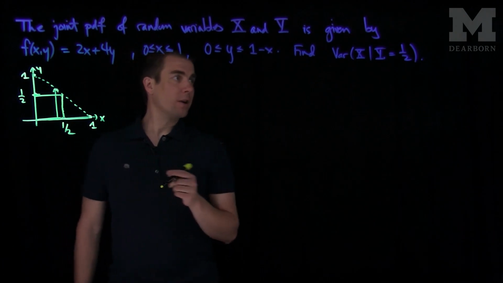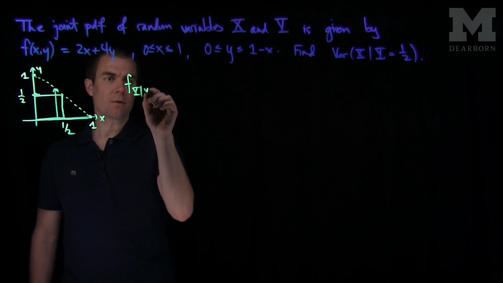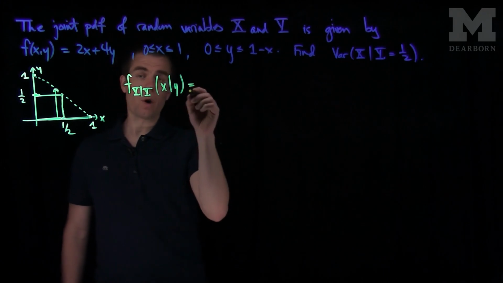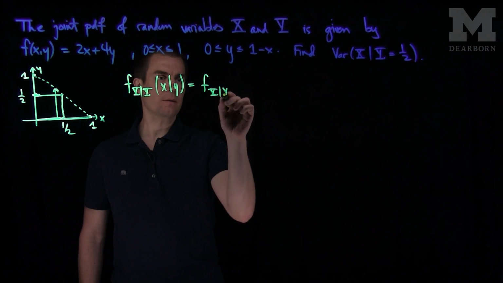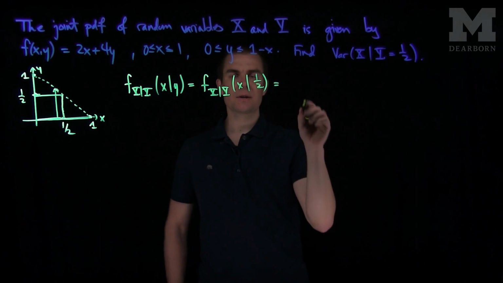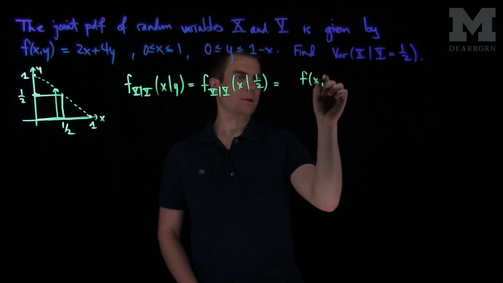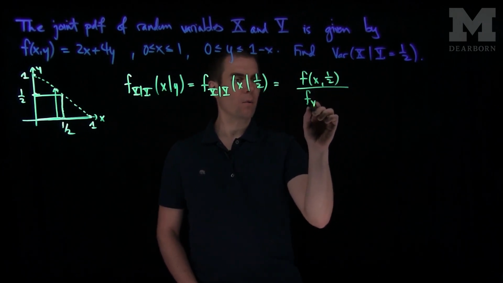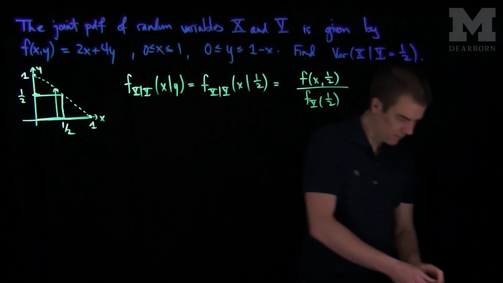So to find this conditional variance, we need the conditional distribution function. We need f of x given y, of x given y. And in this problem, we know that y is equal to 1/2. So we have f of x given y, of x given 1/2. And this will be the joint PDF, f of x comma 1/2, that's my value of y, over fy of 1/2.